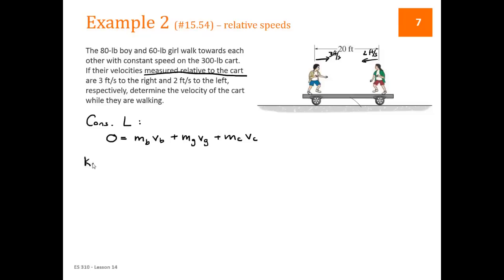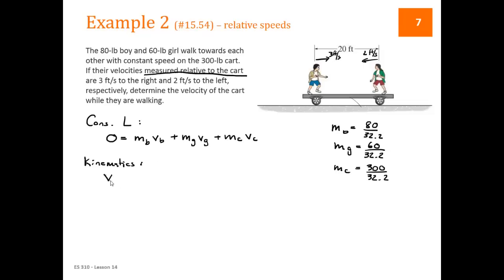The kinematics is going to allow us to fill in some of these unknowns. We know all the masses. The mass of the boy is 80 divided by 32.2. The mass of the girl is 60 divided by 32.2, and the mass of the cart is 300 divided by 32.2. So kinematics, we get back to these relative velocities.